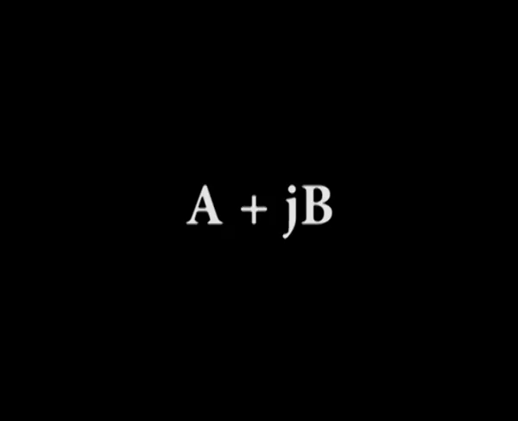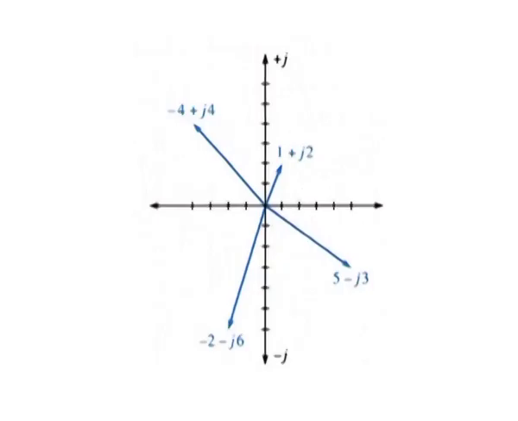Rectangular form. A phasor quantity is represented in rectangular form by the algebraic sum of the real value a of the coordinate and the j value b of the coordinate, expressed in the following general form: a plus jb. Examples of phasor quantities are 1 plus j2, 5 minus j3, minus 4 plus j4, and minus 2 minus j6.